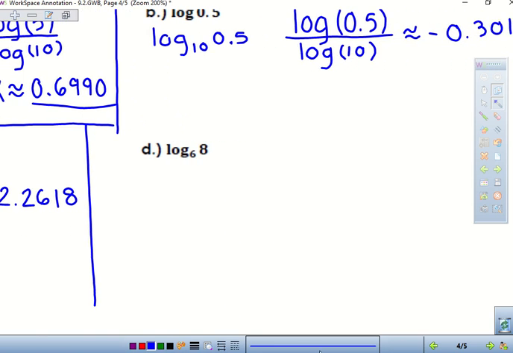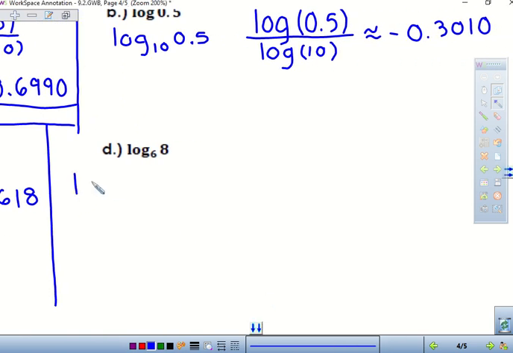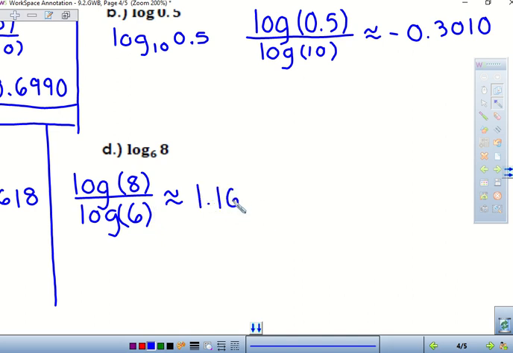All right. Next one. How are we going to do this one? Log of 8 over log of 6. And this is 1.1606.